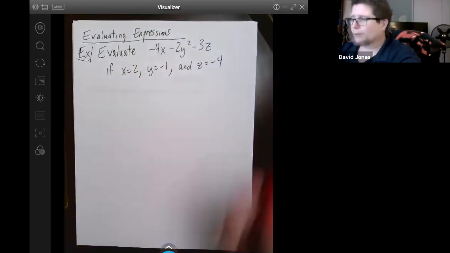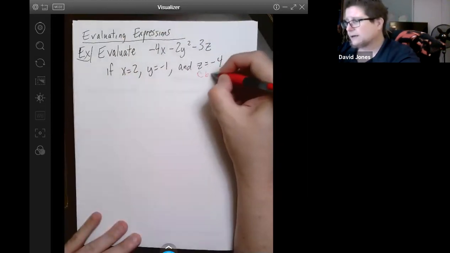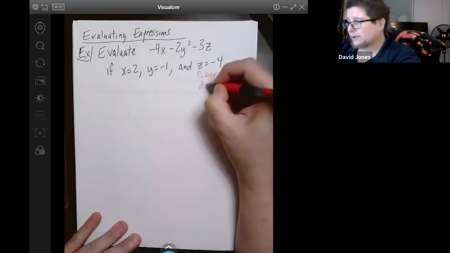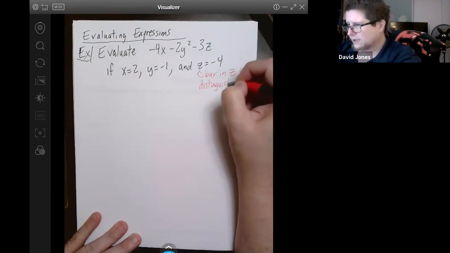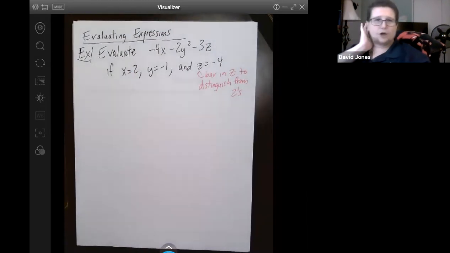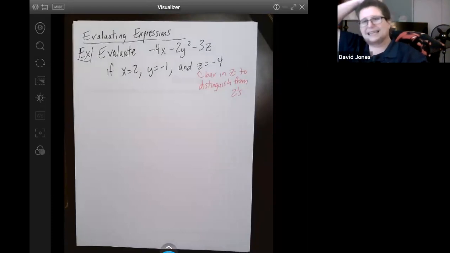I put the little bar in the z to distinguish from 2's. Okay, so I will always put the bar in the z. It's not like t, where sometimes I put the tail and sometimes I don't. I will always put the bar on z.